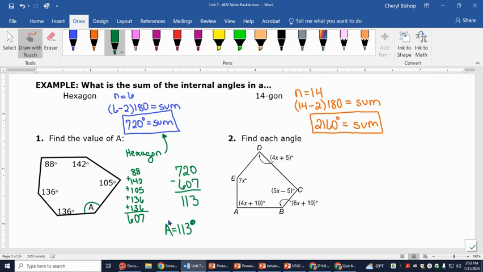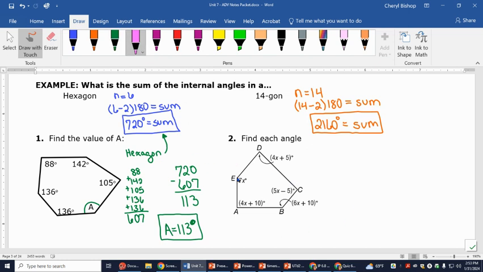Oops, I almost made it a percent. Degrees. And again, that A is not the name of the angle. That's a variable in the corner representing 113 degrees. Whereas this A over here is the name of this angle. Okay? All right, let's look at this one, number 2.